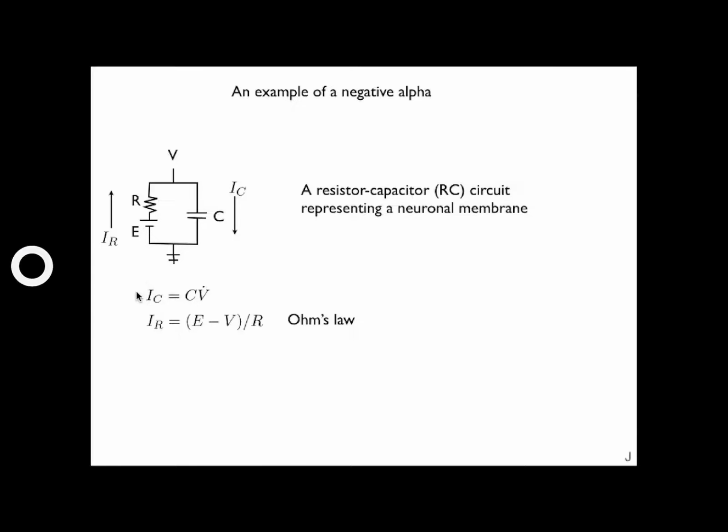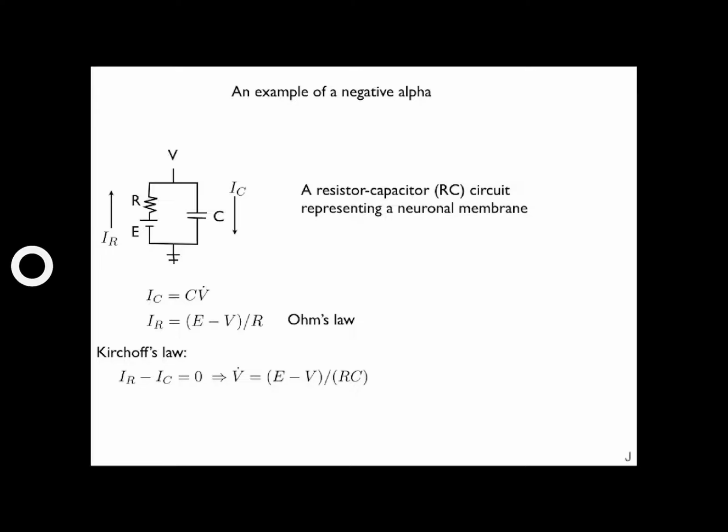Okay. So the current through a capacitor is equal to the capacitance times the rate of change of the voltage across the capacitor. So that's from Physics 101. If you don't remember it, or you never saw it, just take my word for it. And the current across a resistor is equal to the voltage across it divided by the resistance.